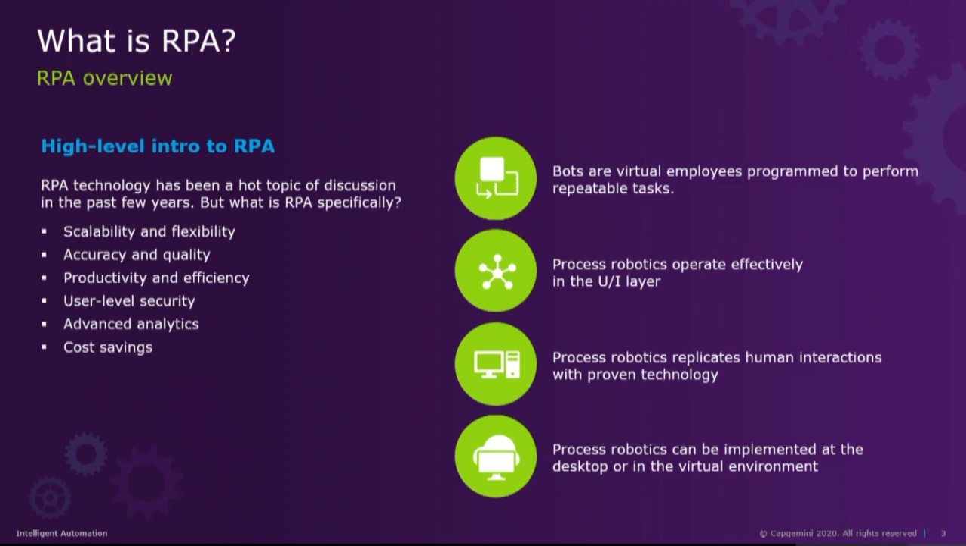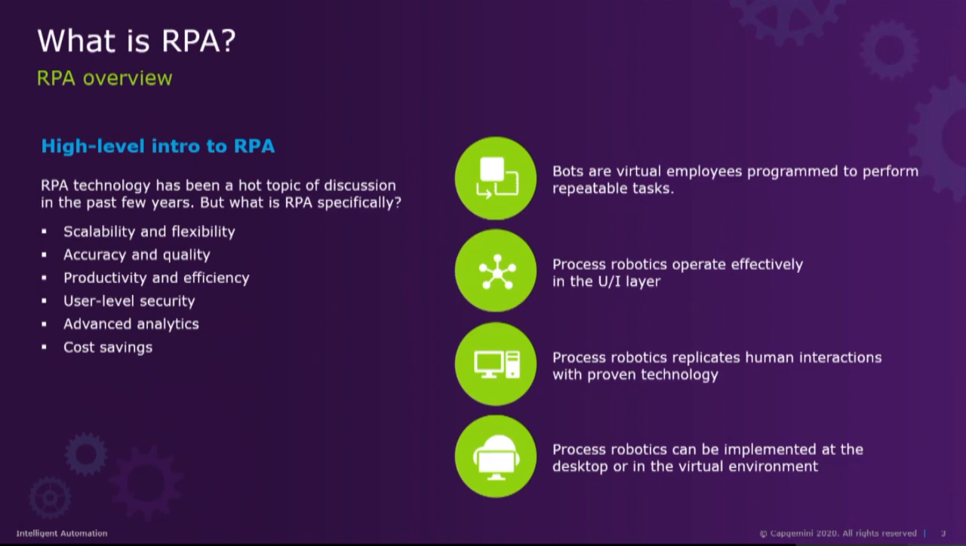RPA gives us a benefit that it is scalable and very flexible. So once we teach a bot how to do a task, it can repeat that task and repeat that task at scale. It gives us additional accuracy and quality as long as the bot is trained right. It can always follow the same set of rules, always get its inputs correct. It gives us productivity and efficiency because we're automating work that would otherwise be tedious tasks performed by people.